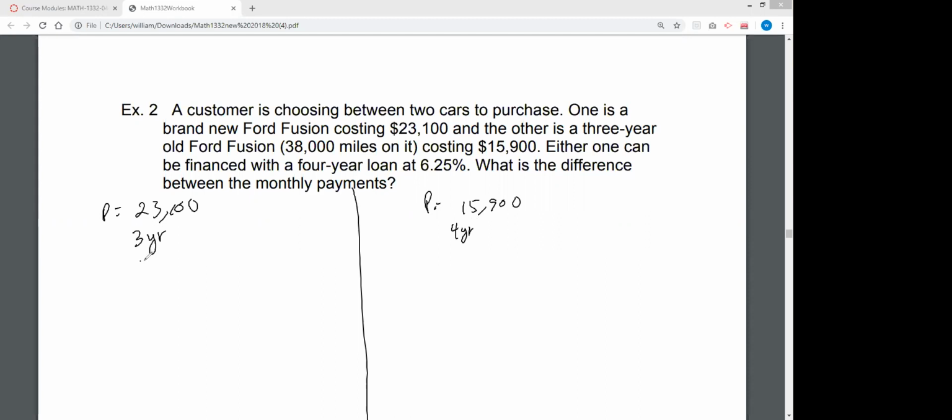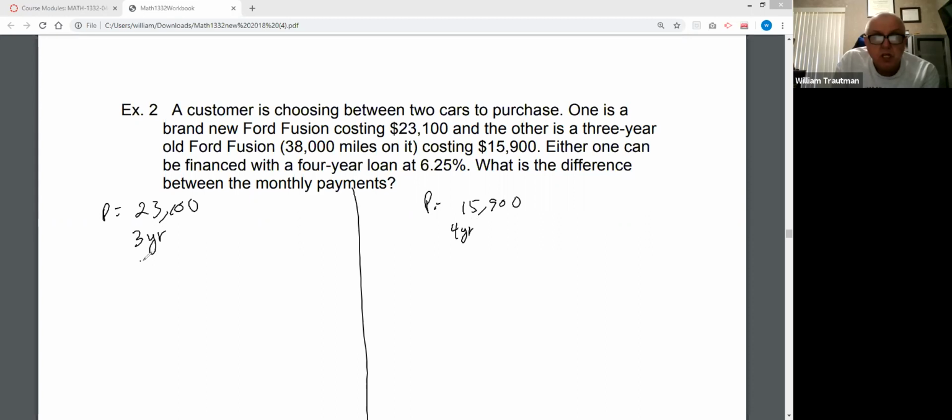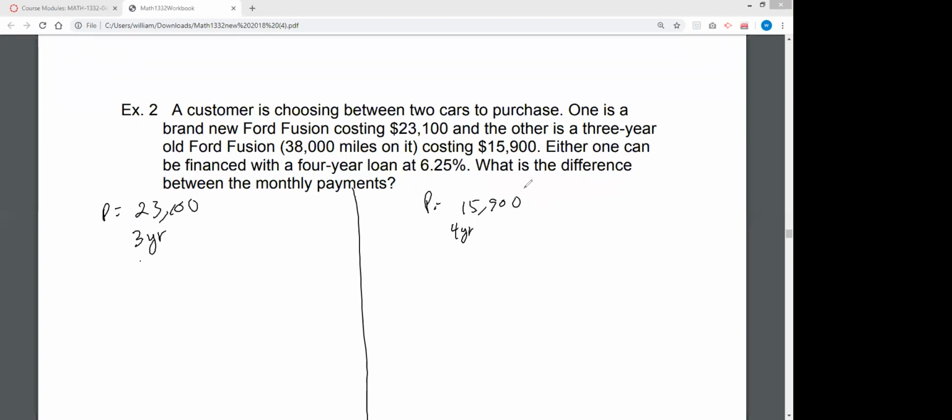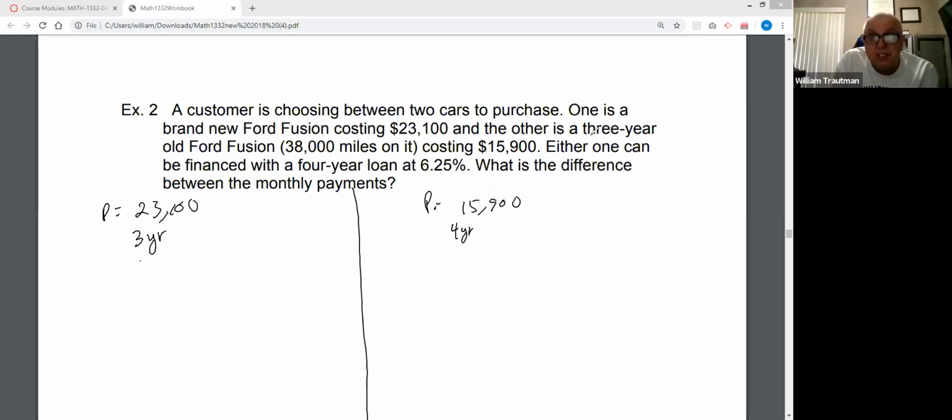What's the interest rate? They're both financed for 4 years. Oh, they're both 4 years? Thank you. So time T is 4 for both of these. And I guess they're both 6.25%.